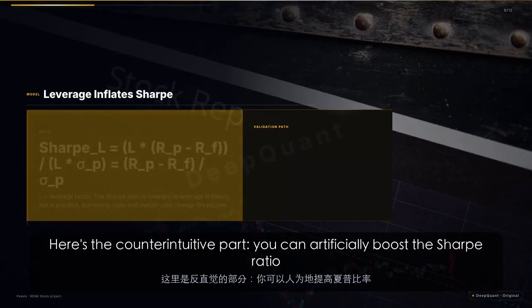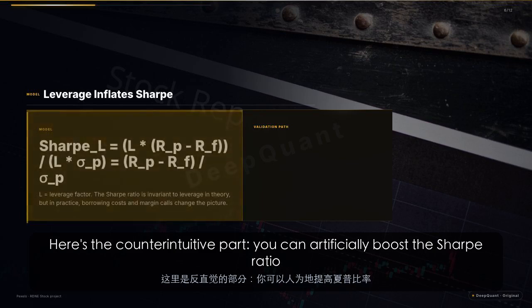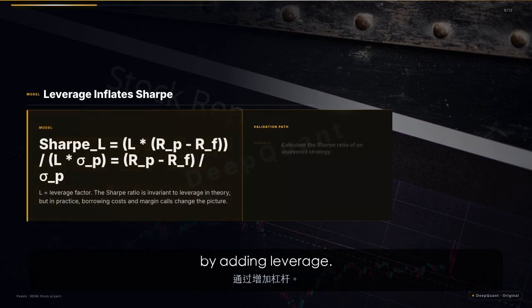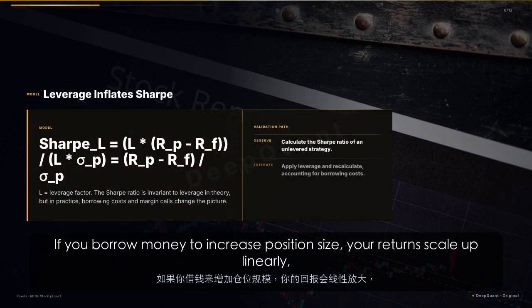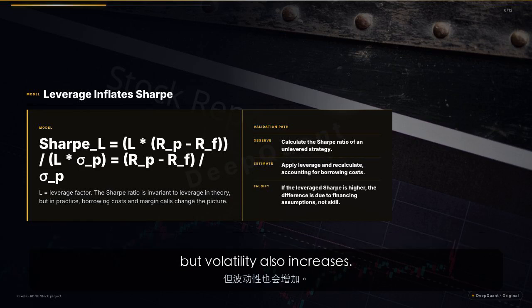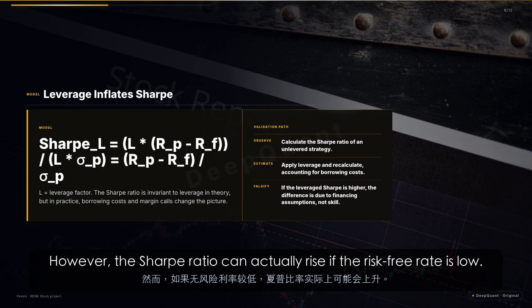Here's the counterintuitive part: you can artificially boost the Sharpe ratio by adding leverage. If you borrow money to increase position size, your returns scale up linearly, but volatility also increases. However, the Sharpe ratio can actually rise if the risk-free rate is low.